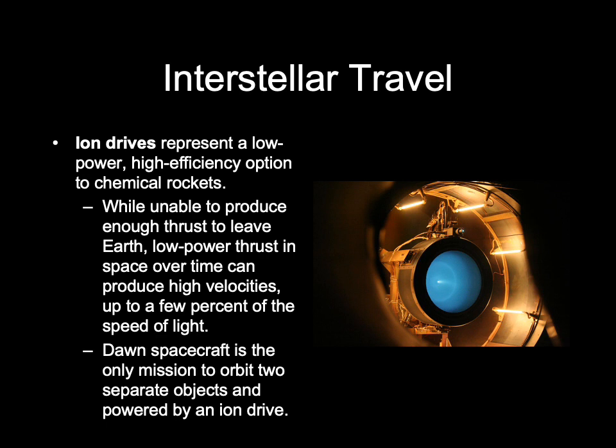There are things called ion drives, which are low power, high efficiency alternatives to chemical rockets. What they do is basically they have a source that produces ions that throws them out the back of the rocket to propel you going forward. You can't actually use these to escape the Earth, they are not powerful enough, but once you're in orbit, the low power thrust that they produce can actually achieve high velocities, up to a few percent of the speed of light. The Dawn spacecraft mission that went to the asteroids Vesta and Ceres is an example of a spacecraft that was operated by an ion drive.